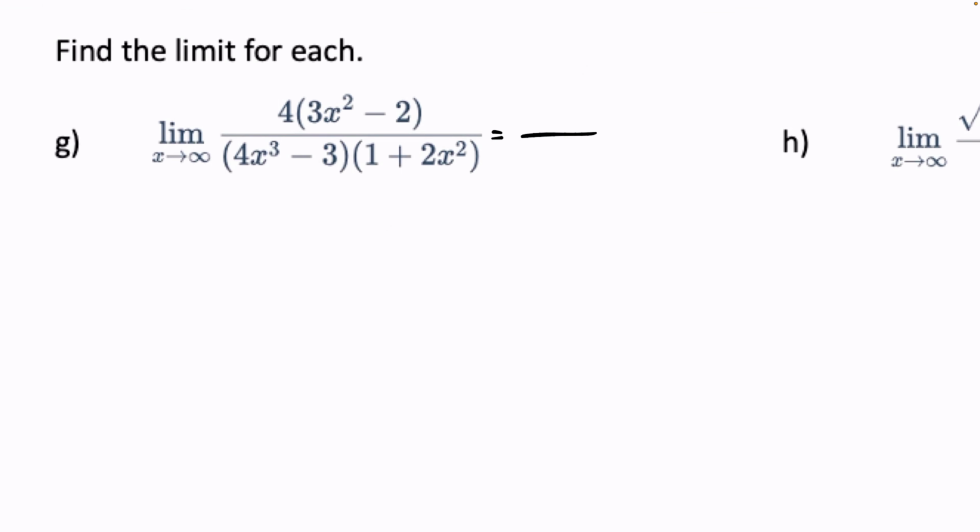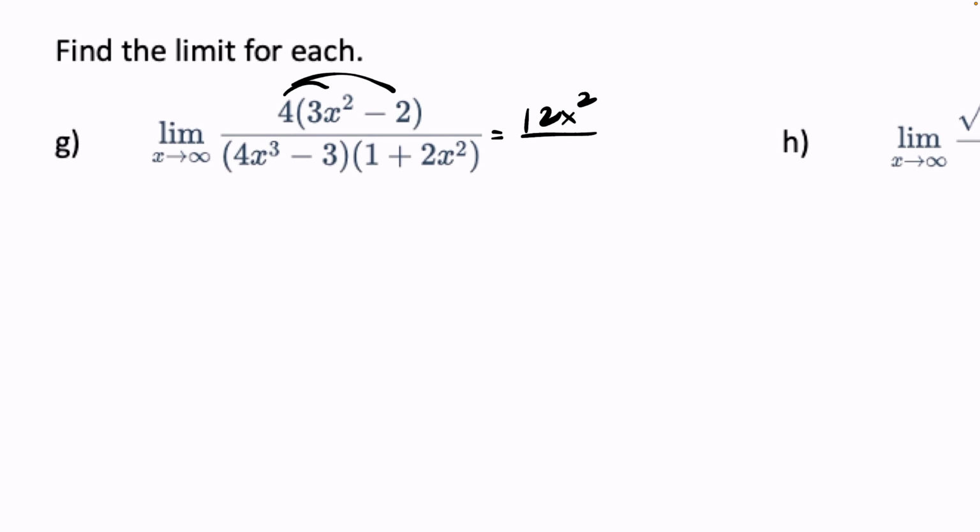Okay, so for G, we have a lot of things that haven't been simplified, right? On the top, we should have done distributive property, and on the bottom, we should have done FOIL. Well, we're not going to do that right now because I don't care about all of it. I just care about the big powers. So if I was to actually do distributive property, what would the biggest power be? 2. Still be 2, right? What would be the number in front of the x squared?